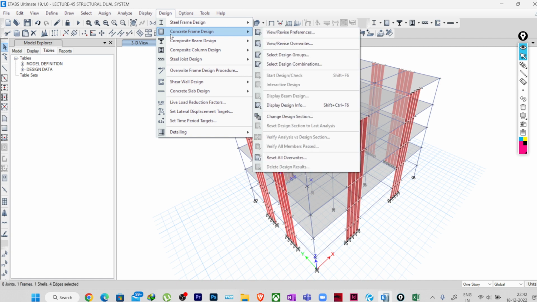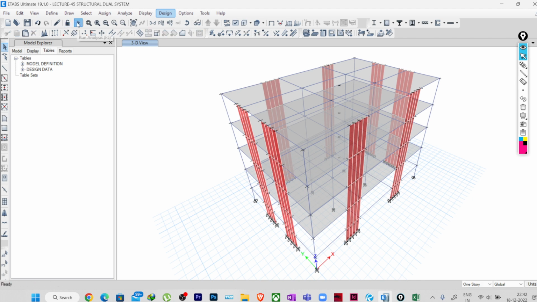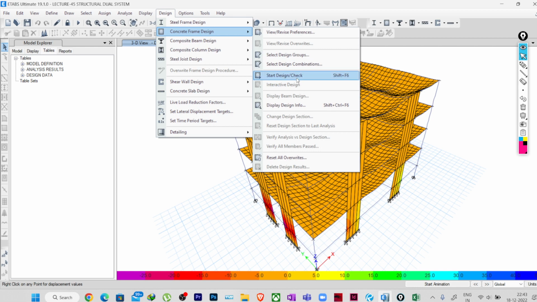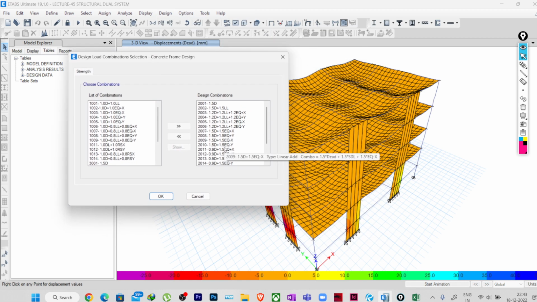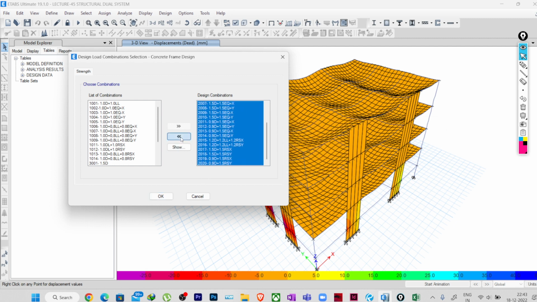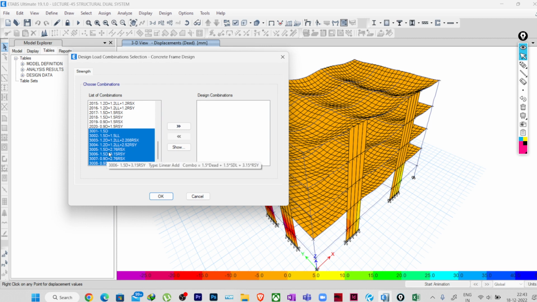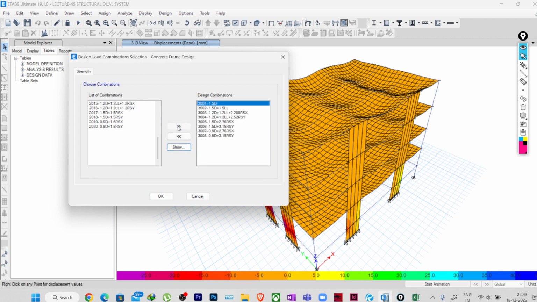So whenever you are designing the frame of a dual system, suppose I am going to design the concrete frame, let me run the analysis first. Okay, so I go to design, concrete frame design, and select design combinations. Here you can see the 2000 series is selected. For the concrete frame design, we are not going to use this 2000 series, right? We are going to use this 3000 series, from 3001 to 3008. If you have static, obviously this response spectrum will be removed and the static load cases will come here. Okay, so I have added this 3000 series and click on okay.